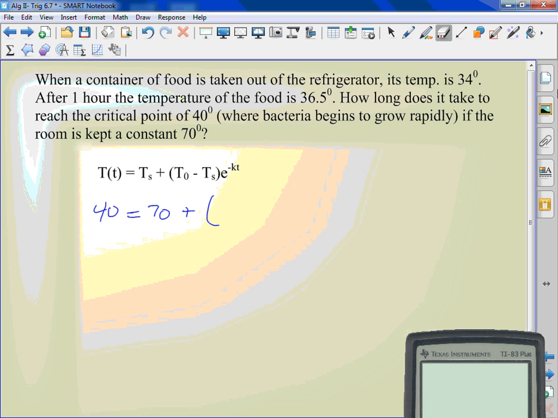Well, it's 36.5. There's a reason why. And we said 34 was the initial, 70 is the room, e to the negative k, and the time is going to be 1. That's 1 hour. I need to find out what the constant decrease is. That's what I'm trying to find out first, what's the constant decrease.